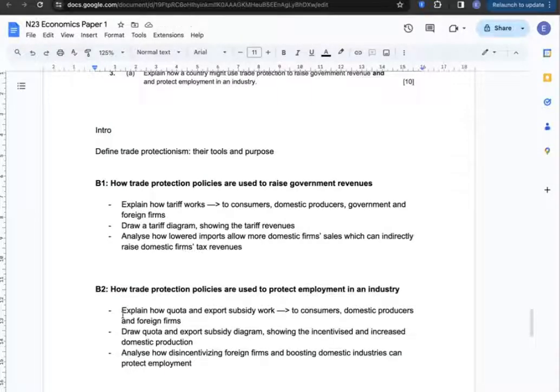Moving on, I can talk about how trade protection policies are used to protect employment in an industry. I can start with explaining how quota and export subsidy work, like to consumers, domestic producers, and foreign firms. Quota and export subsidy diagrams can show the incentivized and increased domestic production. And I can analyze how disincentivizing foreign firms and boosting domestic industries can protect employment in an industry.